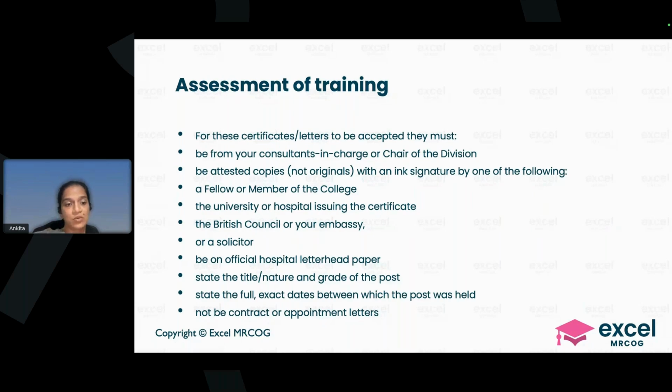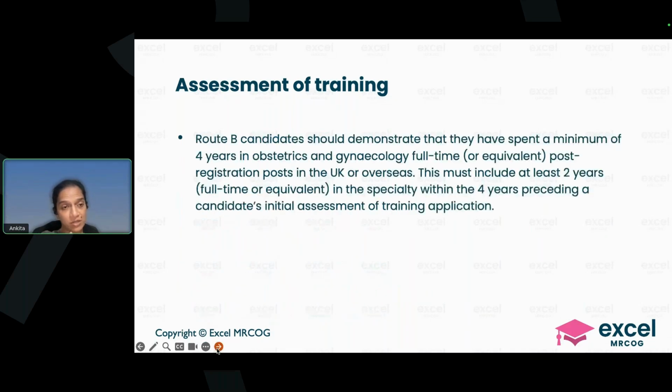All right. Remember, when you're submitting your assessment of training, you need 4 years experience in obstetrics and gynecology, and this must include at least 2 years in this specialty within the 4 years preceding the candidate's initial assessment of training. That means if you are submitting the assessment of training now, this year 2025, it would be fine if you have the 4 years experience in OBG, say from 2021, 22, 23. So at least 2 of those years should be in the past 4 years.